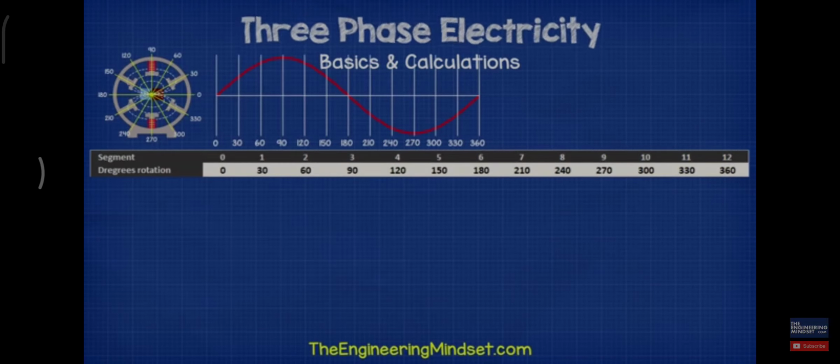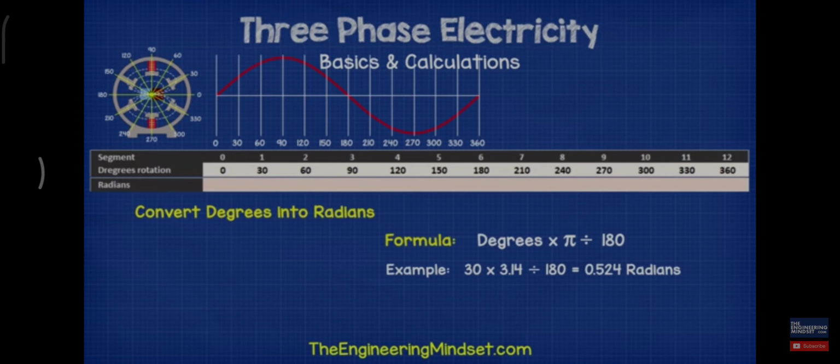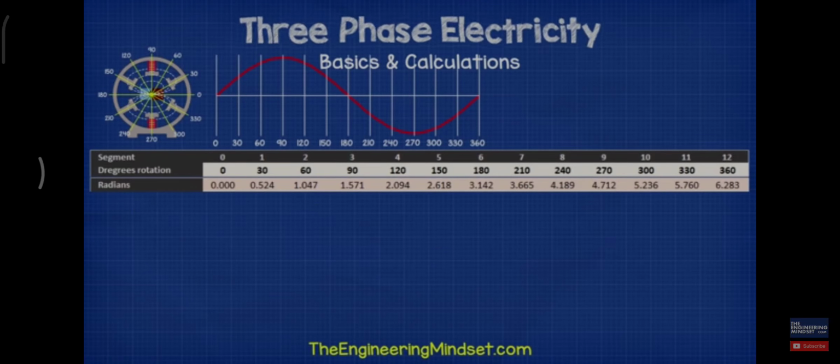So we first write out a table showing each of the segments and then the angle of rotation in degrees. First we need to convert each segment from degrees into radians. We do that by using the formula radians equals degrees multiplied by pi divided by 180. So we calculate the radian value for each segment and fill in the chart.